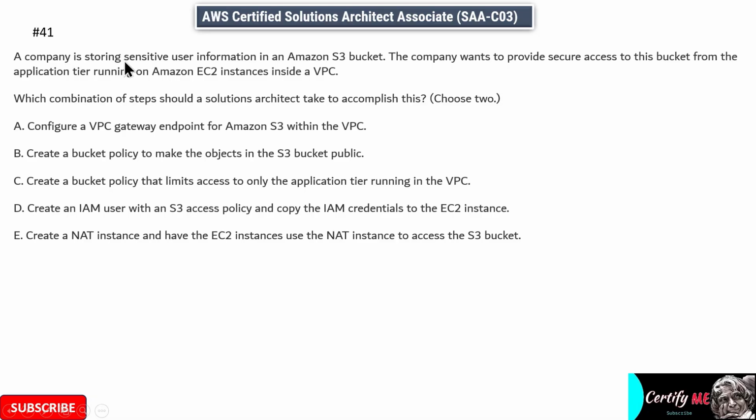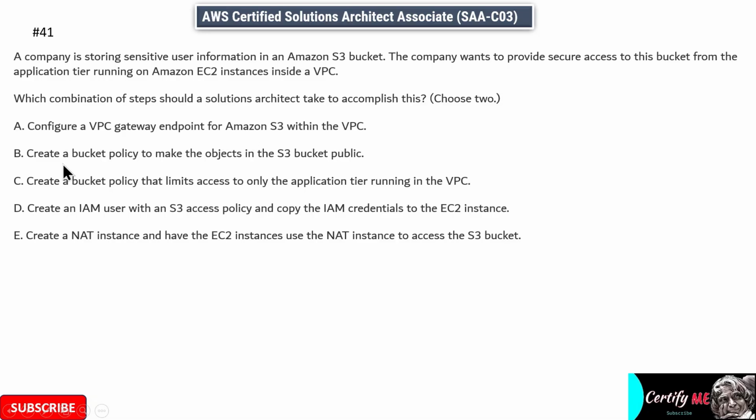A company is storing sensitive user information in an Amazon S3 bucket. The company wants to provide secure access to this bucket from the application tier running on Amazon EC2 instances inside a VPC. Which combination of steps should a solutions architect take to accomplish this? Choose two options. Option A. Configure a VPC gateway endpoint for Amazon S3 within the VPC.